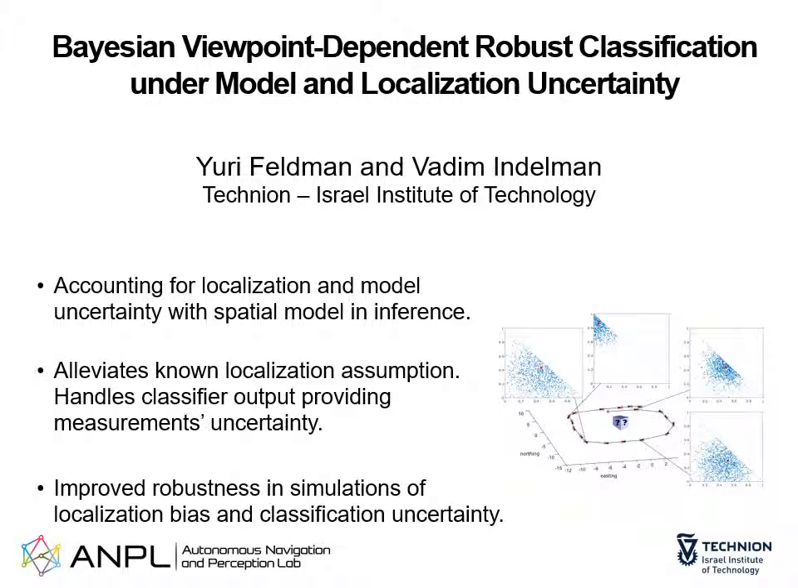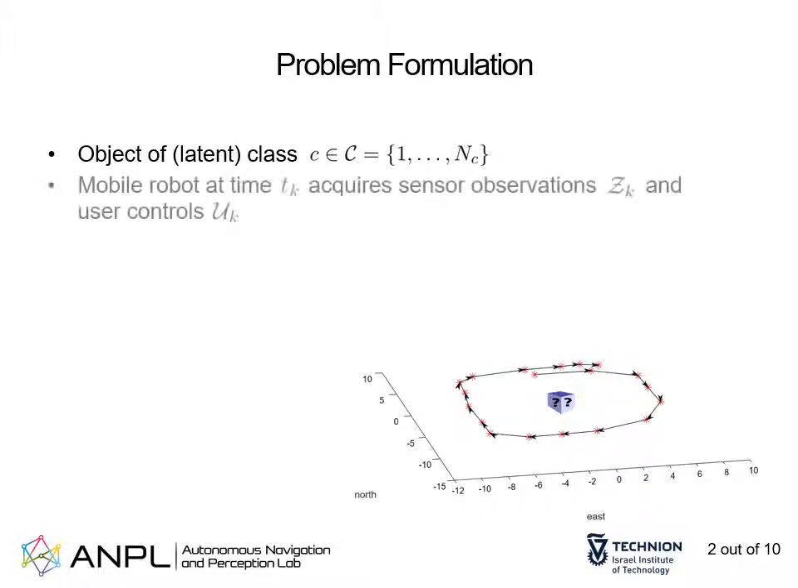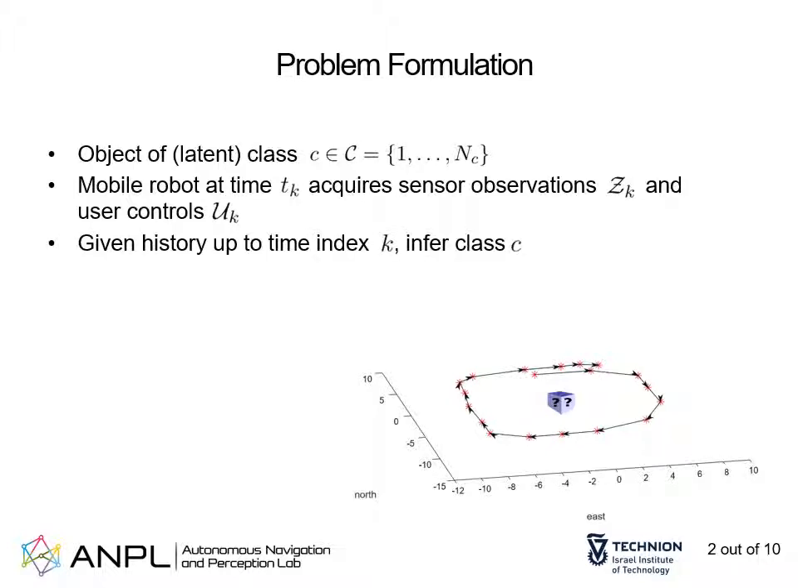In many applications, robots are required to collect semantic information of their surroundings, one simple form of which is object class information or object classification. Consider a robot which moves near an object of an unknown class. At time k, it acquires some sensor observations and control inputs. We are interested in inferring the object class given the history of observations, or the object class posterior at time k, which we call the belief.